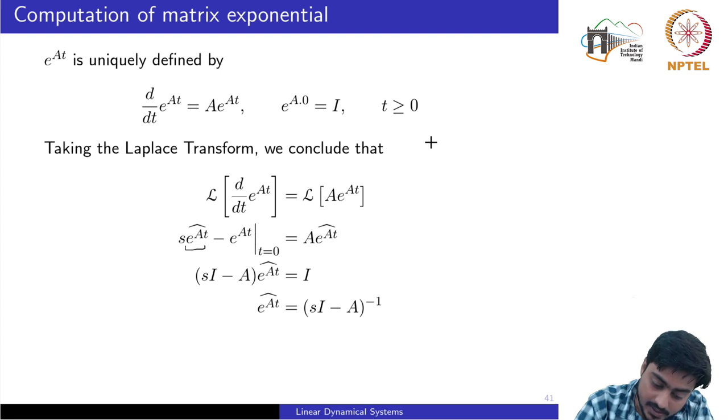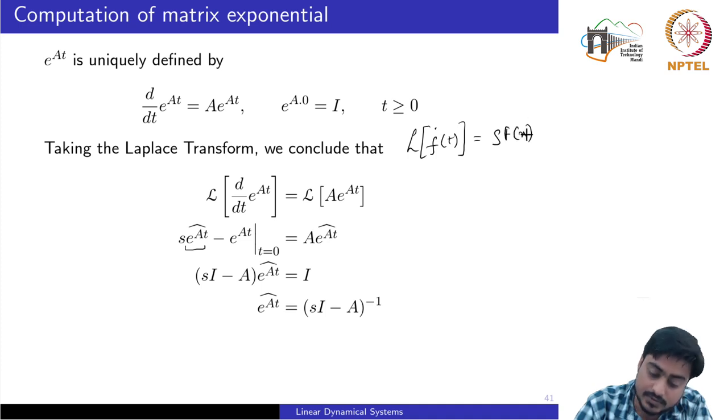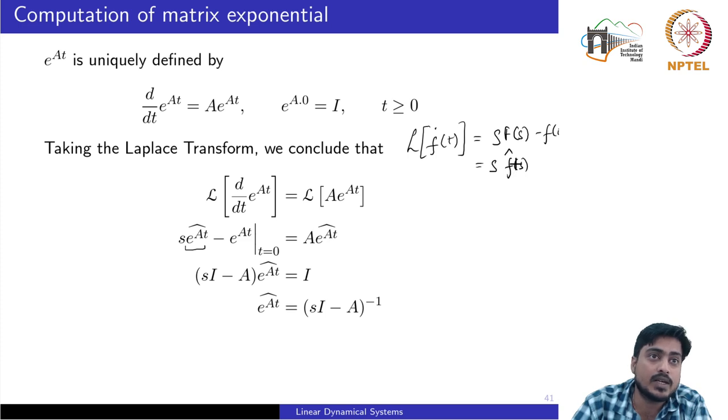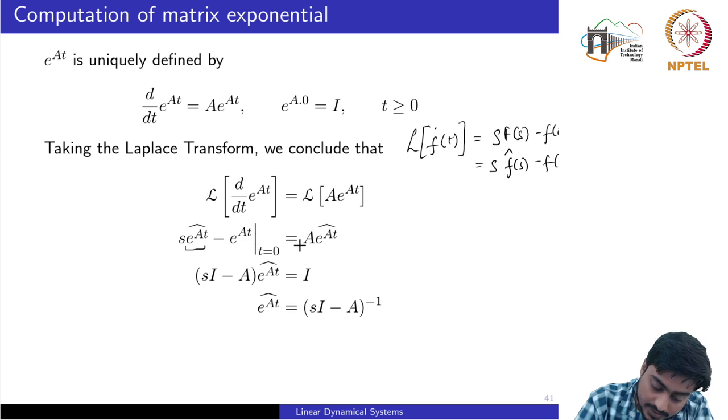Basically the idea here is, if I have a function f of t and I want to take the Laplace transform of f dot of t, it is given by s F(s) minus f(0), and this F(s) we have been representing as f hat, just to denote that it's the frequency domain counterpart of the time domain function. This is the notation we have used here. Similarly here, since A is a constant matrix, I can take it outside of the Laplace transform, A into the Laplace transform of this function.